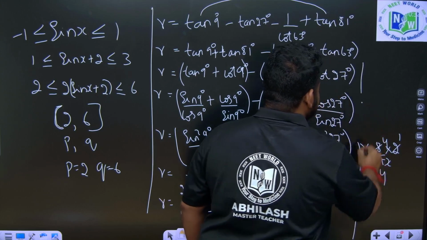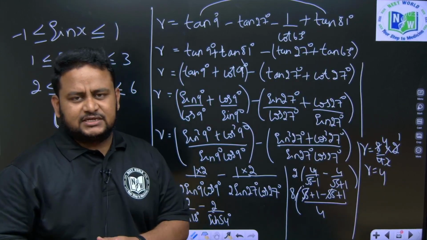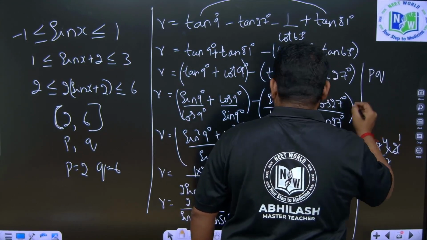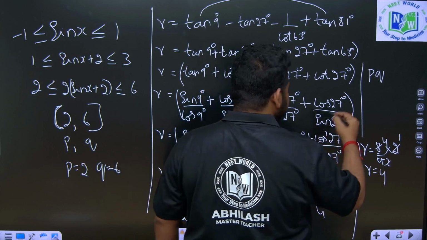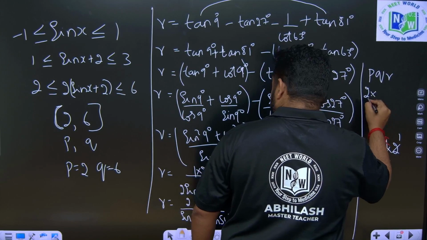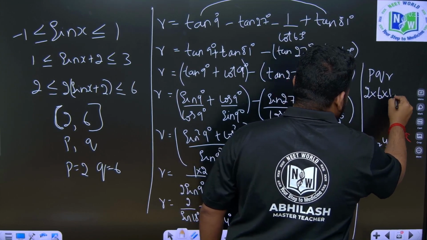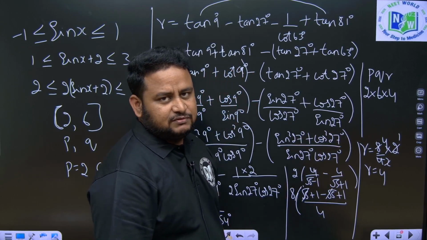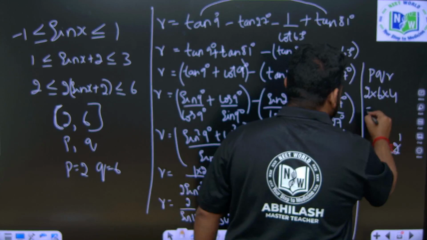What are they asking? They are asking PQRS. Actually S is not there, sorry, that is PQR. PQR is 2 into 6 into 4. 2 into 6 into 4 is what? 6 4s are 24, 24 2s are 48.